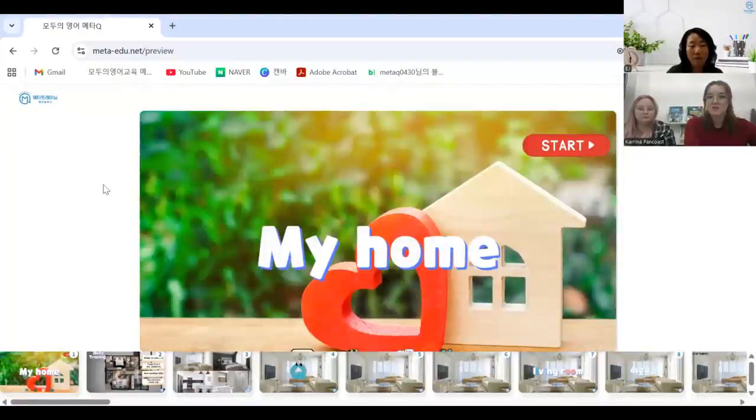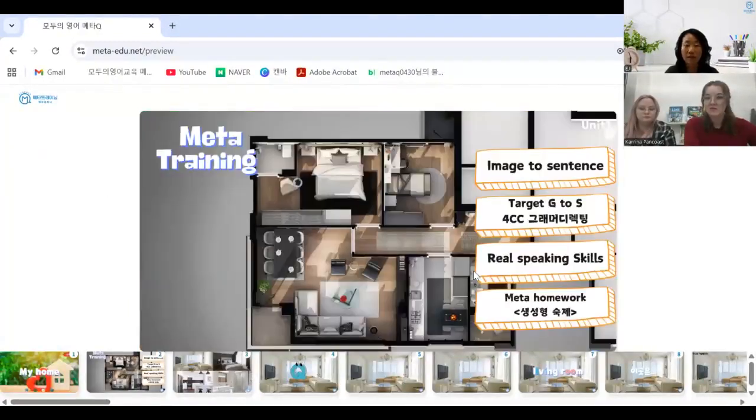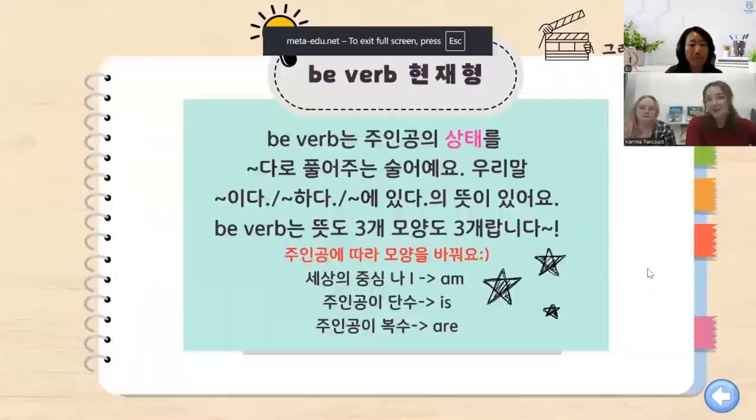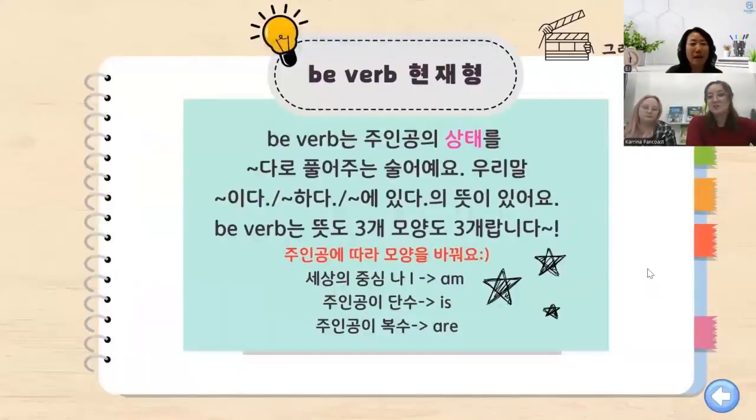Okay, that was image to sentence, step 1. And how about this part, module 2, the grammar part? How can you teach this part? My Korean is not at that level, but even students reading this aloud is not easy for Koreans.